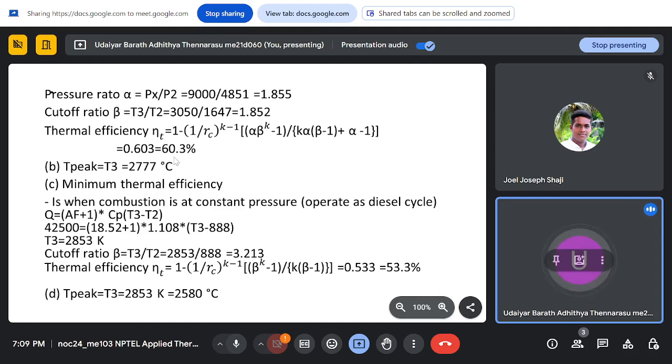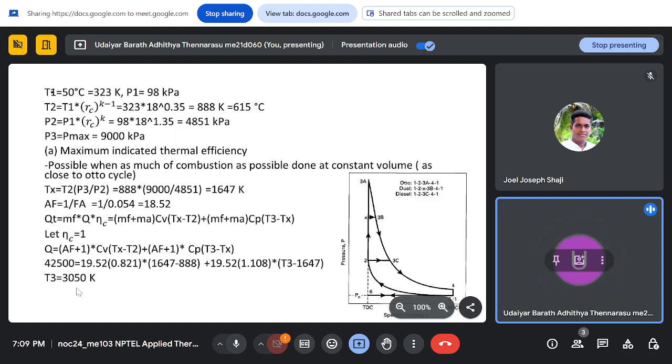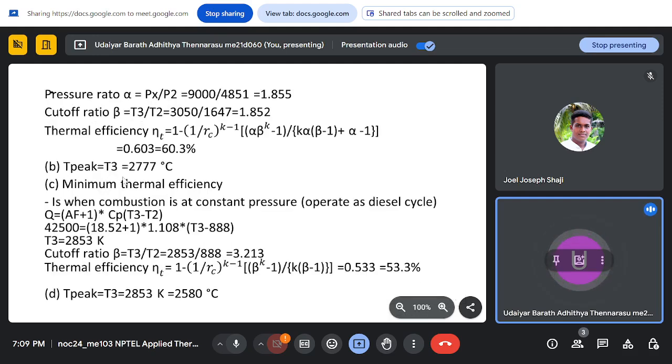Again, these are all theoretical values. The peak temperature which we have already calculated is 3050 Kelvin, so minus 273 comes out to be 2777 degrees Celsius. So that is the peak temperature.